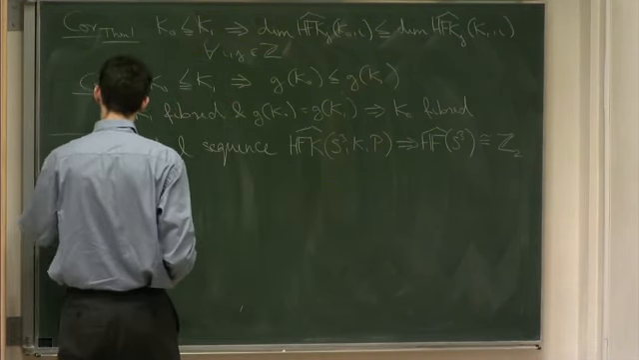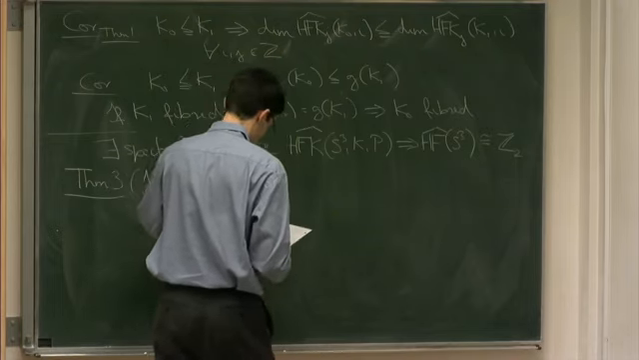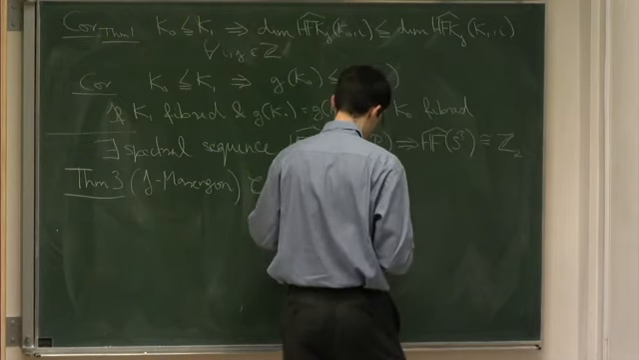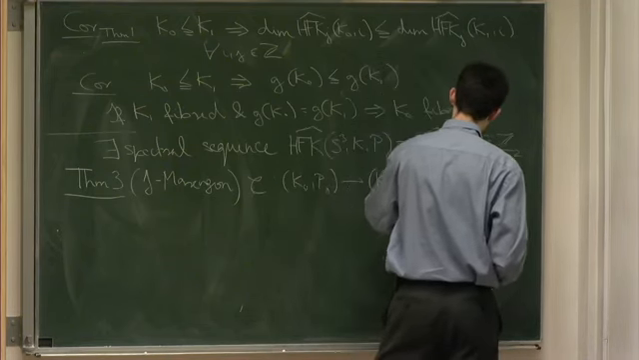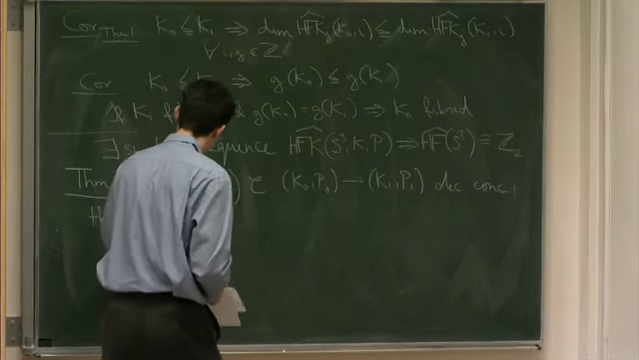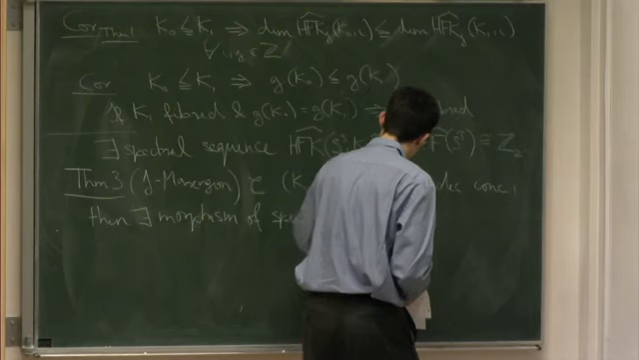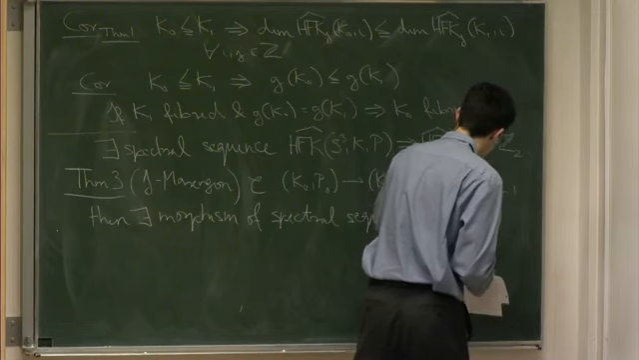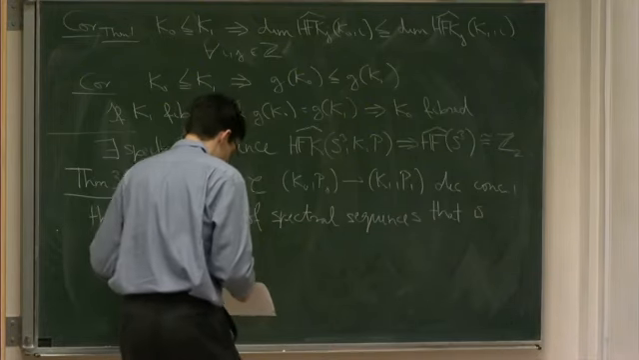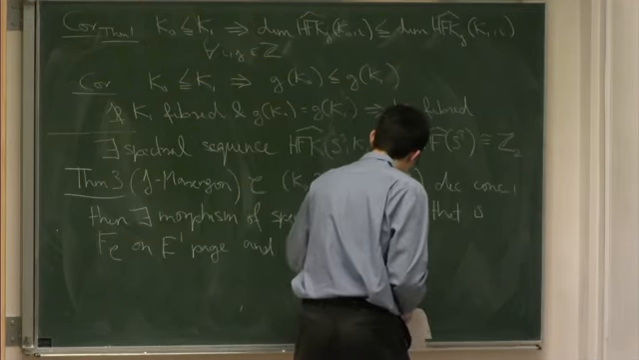And the third theorem with Marco is that if C from K0 P0 to K1 P1 is a decorated concordance, then there exists a morphism of spectral sequences that is the knot cobordism map on the E1 page, which is knot Floer homology, and is the identity of Z mod 2 on the E infinity page, which is the Heegaard-Floer homology of S3.